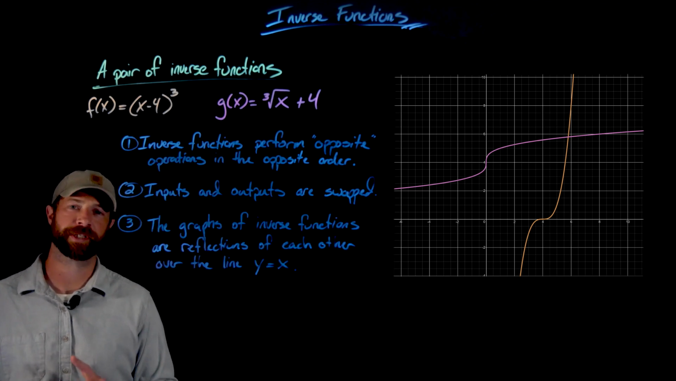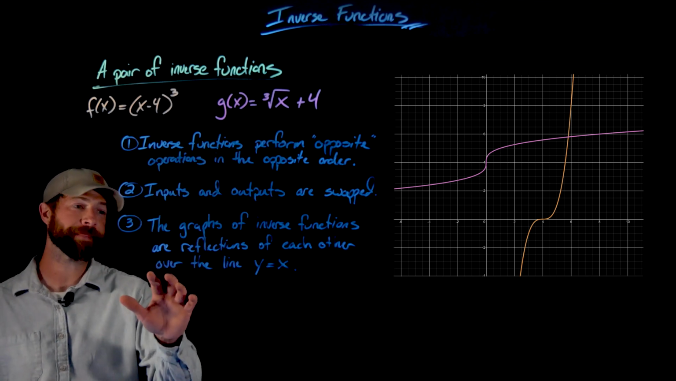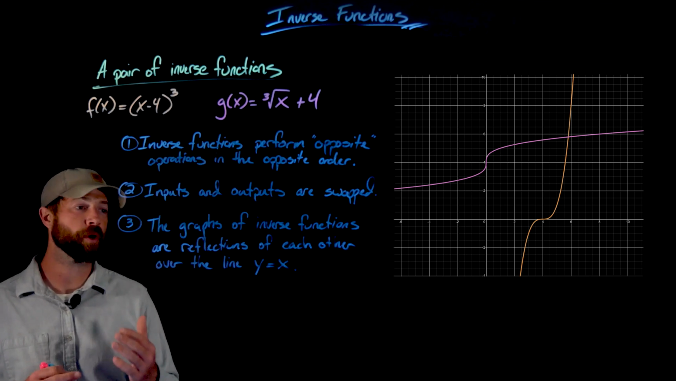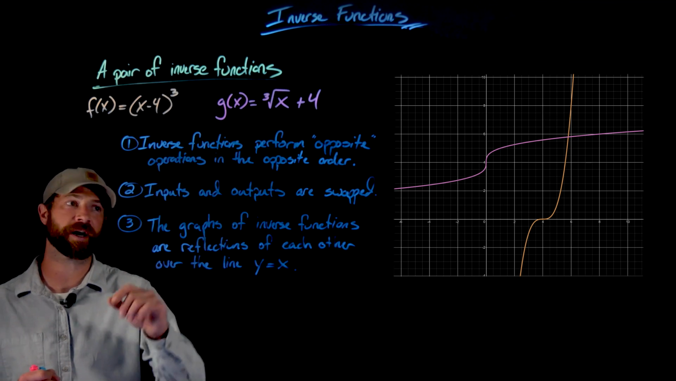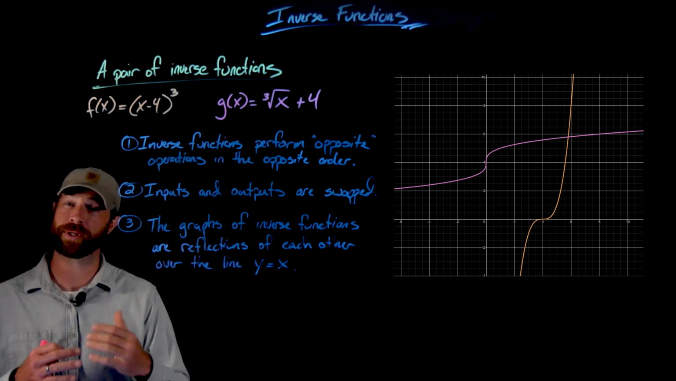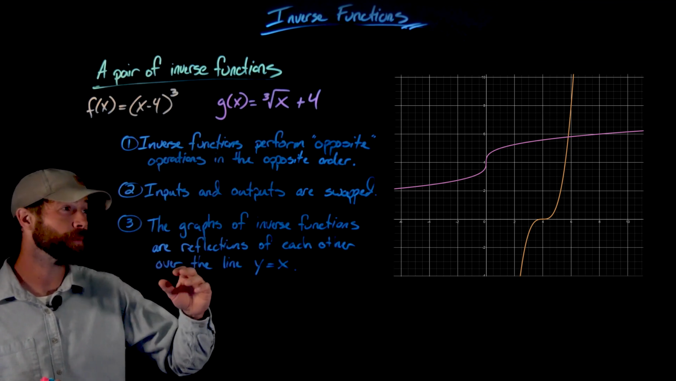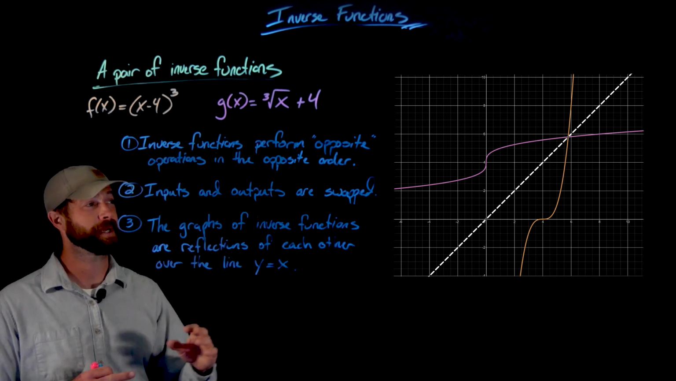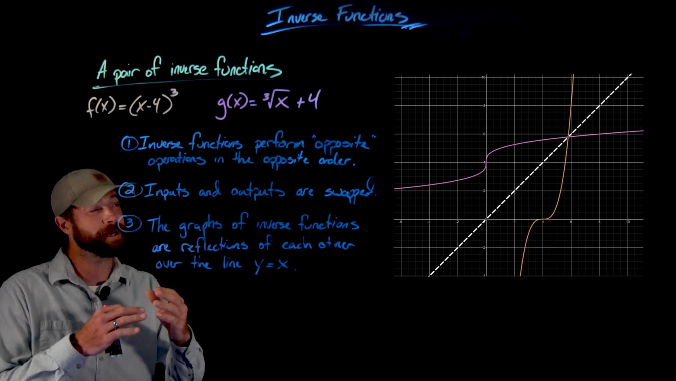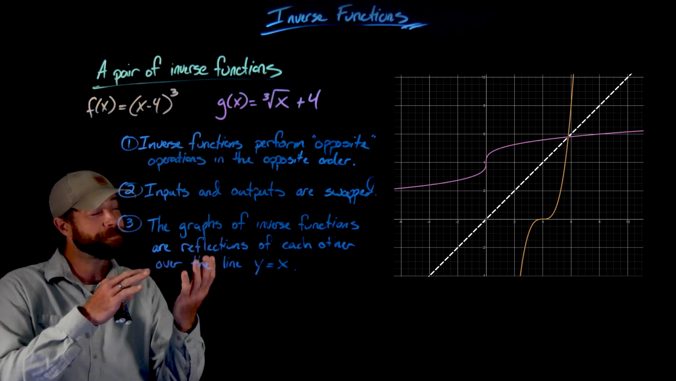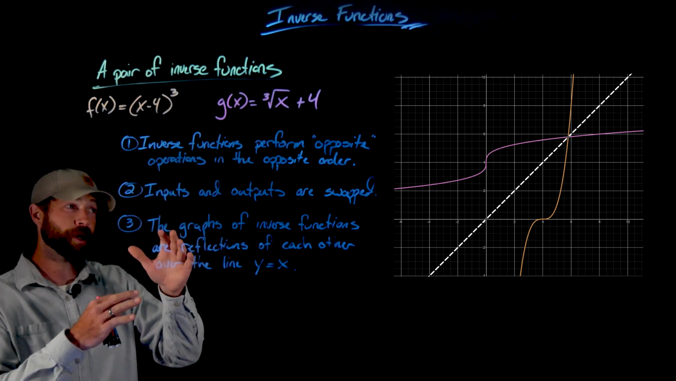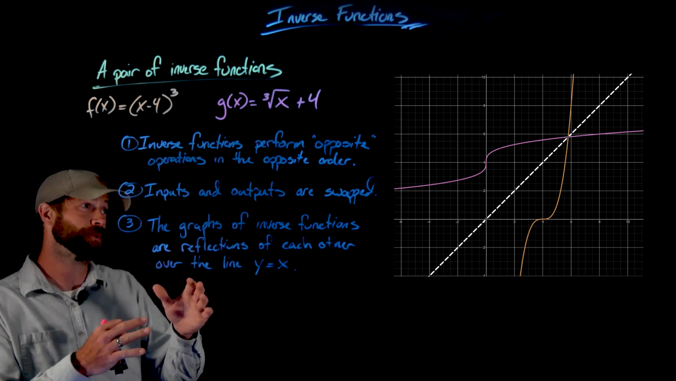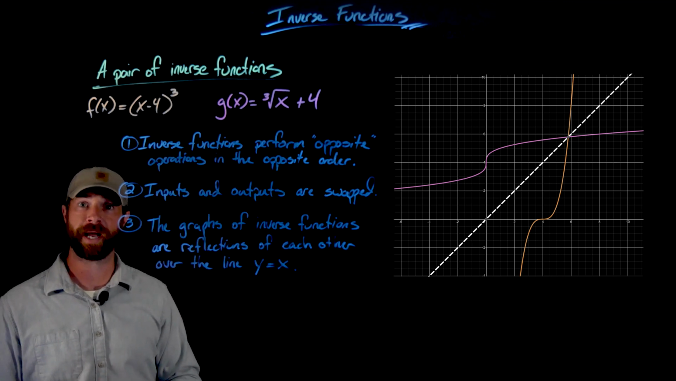And two things about this. First of all, again, this statement about them being reflections of each other over the line y equals x is a consequence of their outputs and inputs being swapped. Also, I want to superimpose the line y equals x, this dotted line right here. Maybe that can help you see that if you reflected the image of one of those graphs over the line y equals x, it would result in the other graph.